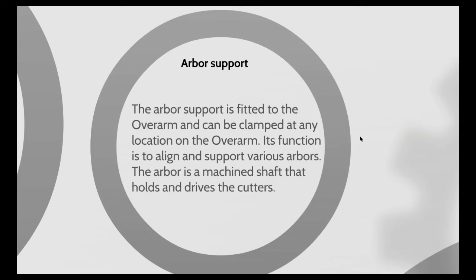The arbor is a machined shaft that holds and drives the cutters. It is fitted on the spindle whenever it is required. This holds the tools and moves it in the correct directions.